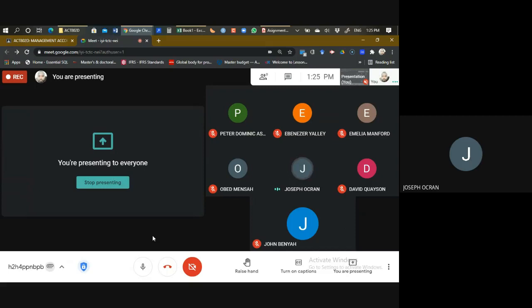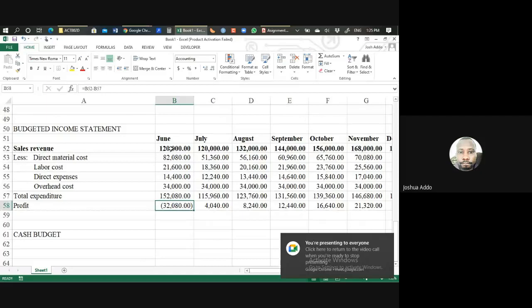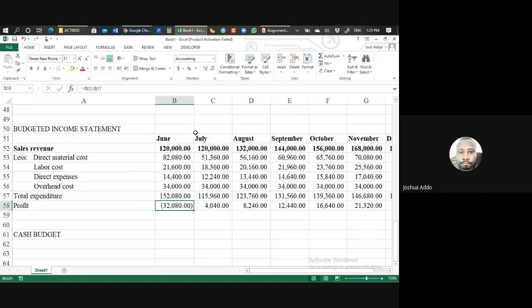Oh, okay. So let me ask, is the income statement a cash flow statement? It's a question to the whole class. Is the income statement a cash flow statement? Because in the income statement, we have sales revenue, which is receipt of cash. We have direct material, which is payment of cash. So can we say the income statement is a cash flow statement?